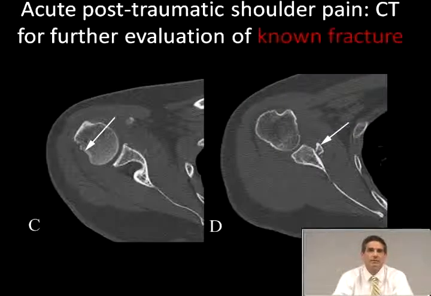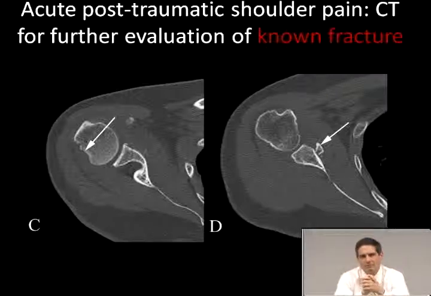Here's a CT done for further evaluation of that fracture, and the axial CT study at the level of the upper glenohumeral joint shows you indentation of the humeral head, the Hill-Sachs deformity, and the axial CT study in the lower glenohumeral joint shows fracture along the anterior-inferior glenoid rim with a medially displaced bone fragment. The imaging features are characteristic of dislocation and fracture.